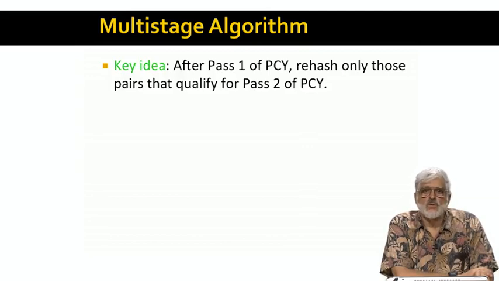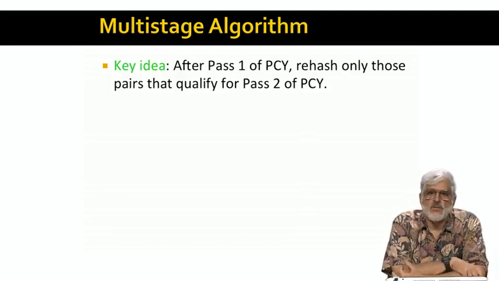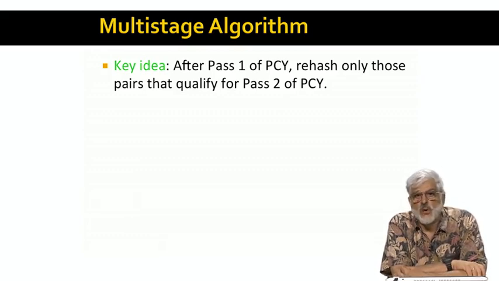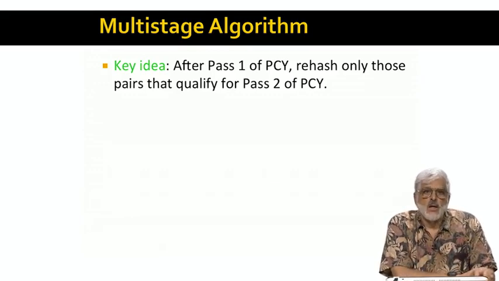The 3-stage version begins with the first pass of PCY. The second pass, however, is a repeat of the first pass of PCY with a different hash function. The third pass has a stringent requirement for candidacy. The pair not only must hash to a frequent bucket on the first pass, but must also hash to a frequent bucket on the second pass.